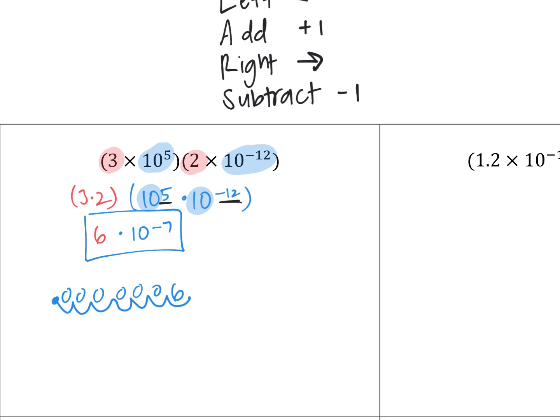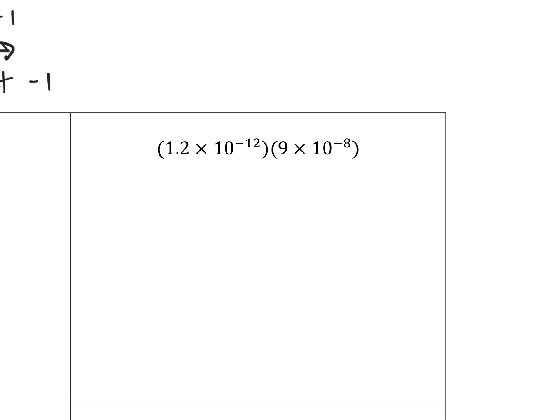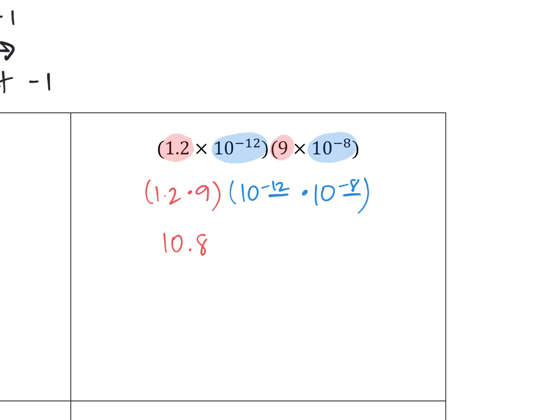Okay, let's look at the next one. Got 1.2 times 10 to the negative 12th, and 9 times 10 to the negative 8. So we're going to multiply our numbers outside first with each other. So 1.2 times 9 would give me 10.8. And then we're going to go ahead and multiply our bases together. So I've got 10 to the negative 12th power times 10 to the negative 8 power. And we are going to add those exponents together. So negative 12 plus negative 8. I will just plug that in your calculator. Okay, it'll make less mistakes that way. So then I've got times 10 to the negative 20th power.